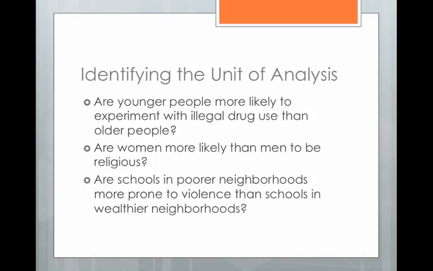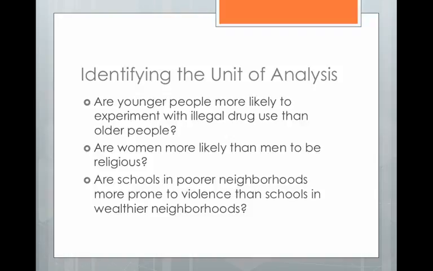So let's go ahead and do some examples. We have three research questions here. The first research question is, are younger people more likely to experiment with illegal drug use than older people? So here, our unit of analysis is dealing with the individual unit that we want to know about. So what is the kind of smallest unit that we're looking at? And here, we're looking at people. So we're looking at individuals, younger people versus older people. So people, or individual, is our unit of analysis.